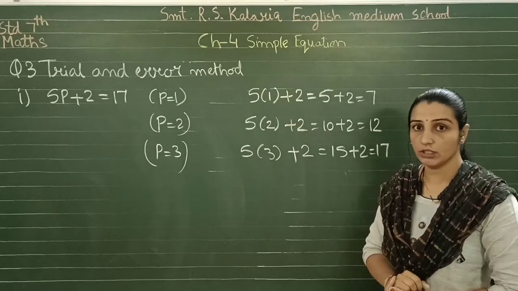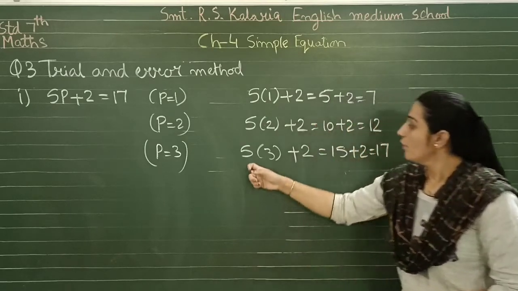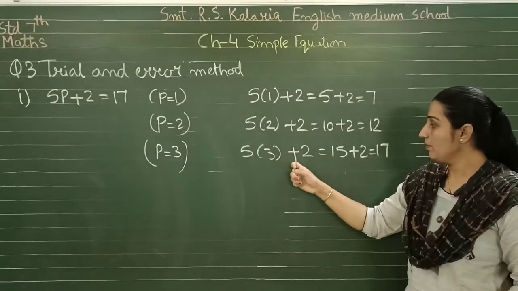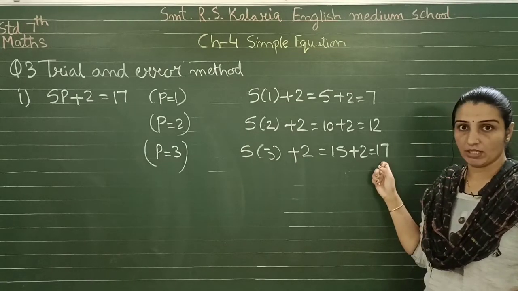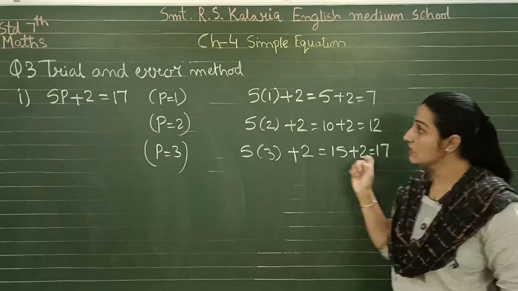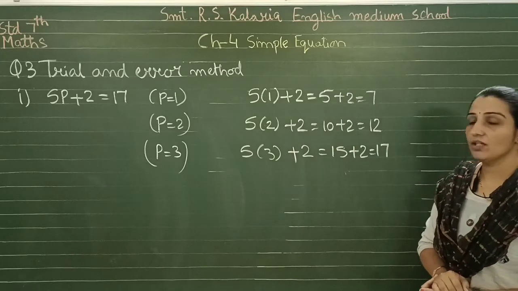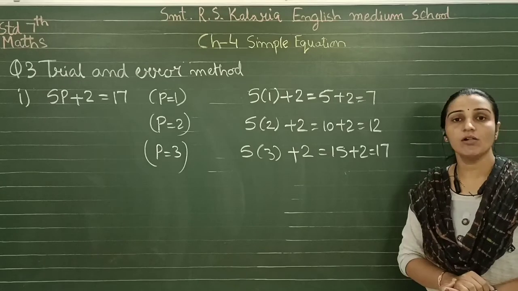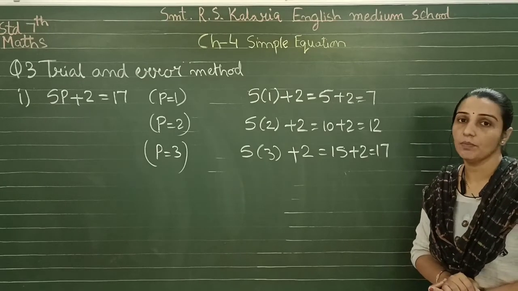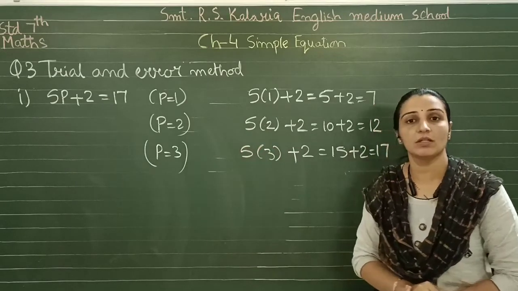Then I will move further and take the value of p as 3. 5 multiplied by 3 plus 2, that is 5 3s are 15 plus 2 is equals to 17. So now this 17 is equals to the RHS. So here we can say that the value of p is equals to 3. So this is how we will solve the sum by trial and error method. As we are trying with different numbers, the name of the method is trial and error method.